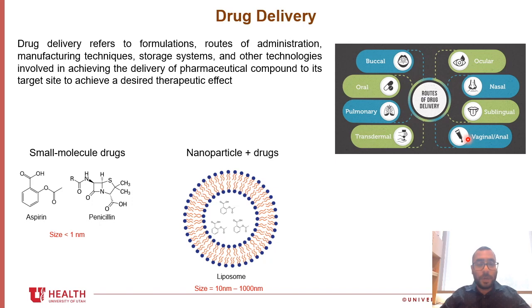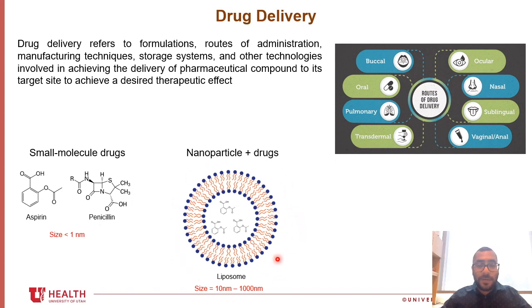Now, drug delivery refers to delivery of the drug in any form. It could be a small molecule drug, it could be a drug that is encapsulated in a nanoparticle. Now, what's the difference? A small molecule drug, such as aspirin or penicillin, is very small in size. Their overall structure is usually less than 1 nanometer in size. The problem with small molecule drugs is that they present with a lot of systemic side effects, which we'll talk about in a while.